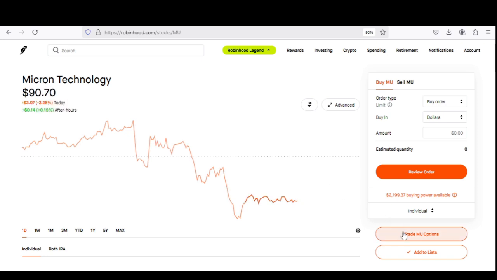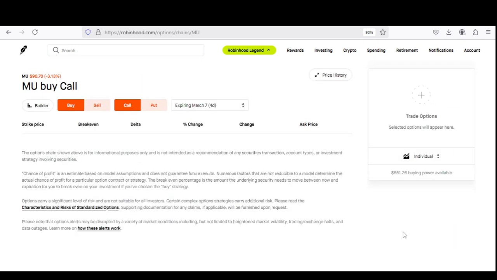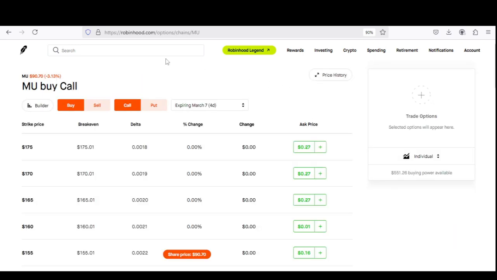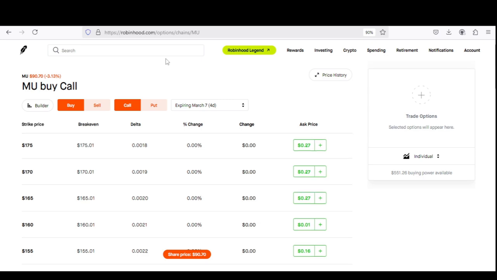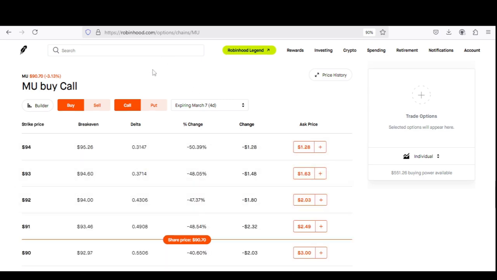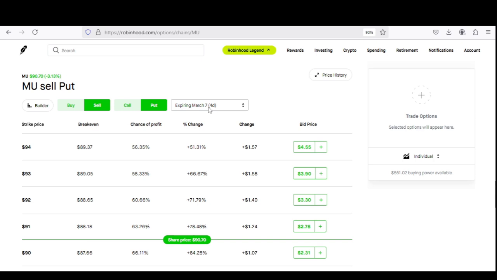We're going to go to Trade MU Options at the bottom in order to open up the options chain. Now, what is the option chain? The option chain is this area right here that gives us enough information in order for us to make an informed decision. Now, the first strategy that's going to allow you to make passive income, we're going to go to sell, we're going to go to put, and now we're going to choose an expiration date.